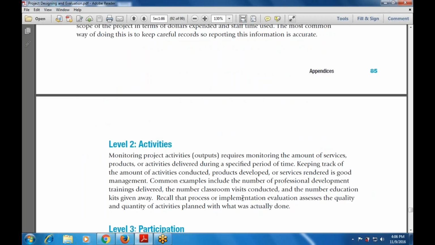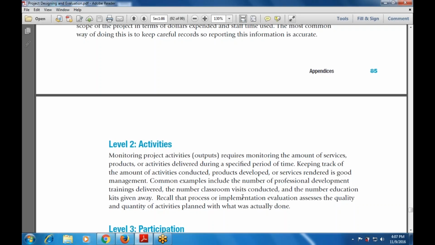Whatever the project and whatever the resources used, they are used during a specified period of time, and we keep track of the amount of activity conducted. So there is the product that is developed, and the services that are rendered. That is good management, good practice. Common examples include the number of professional development and training sessions delivered, the number of classroom visits conducted, and the number of education kits given. These are the various activities going on with the education.